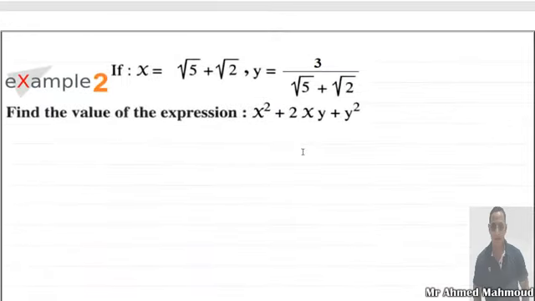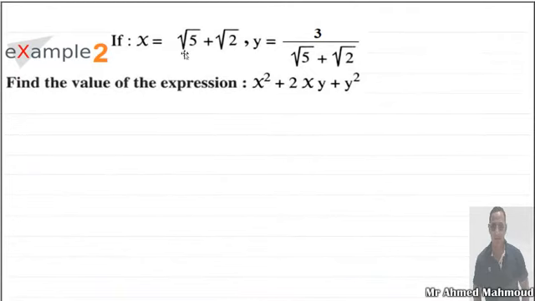Let's solve the next example. Here we have x equals root 5 plus root 2 and y equals 3 root 5 plus square root 2.